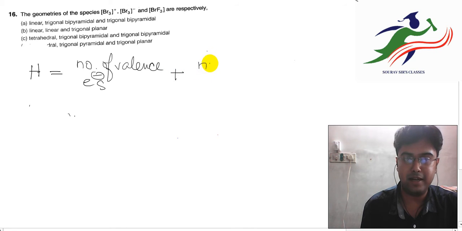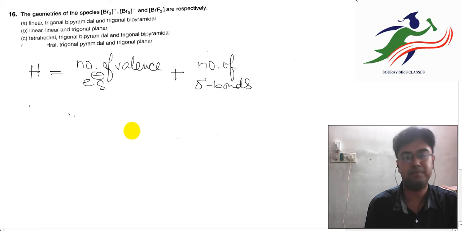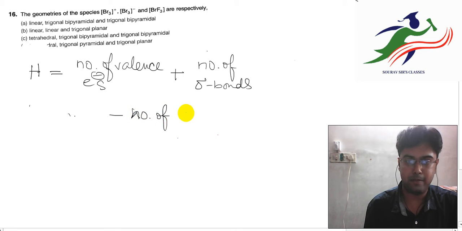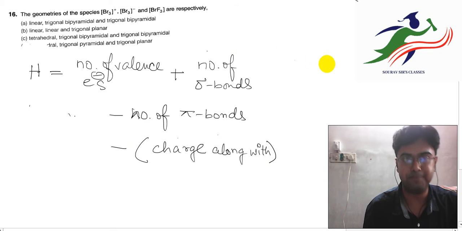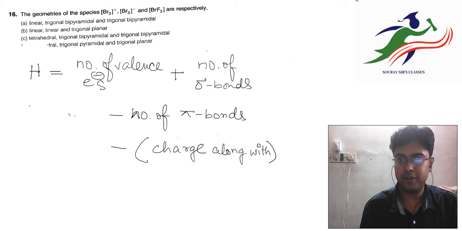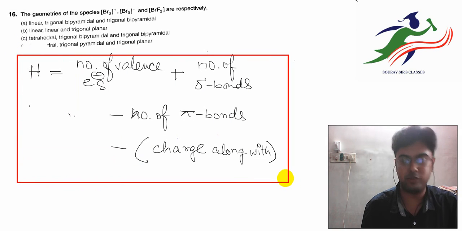Add to it the number of sigma bonds formed by the central atom. From that, subtract the number of pi bonds formed by the central atom, and lastly subtract the charge if present over the molecule, along with the sign. That means if the charge is -2, here you have to subtract -2, right? So this is a formula which you need to remember. It's quite helpful, which you would find very soon. You have to do this memorizing part. It's not that difficult.